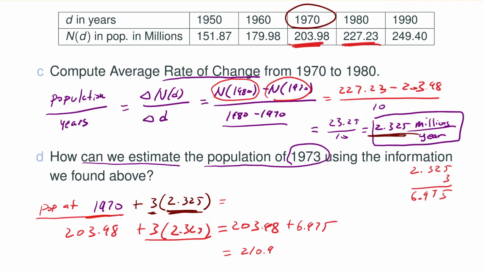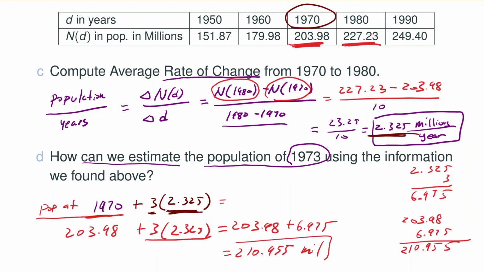Let me write it down on the side. 203.98 plus 6.975 gives 210.955. So this is our estimate: we can estimate that the population in 1973 is 210.955 million. So using the average change each year between 1970 and 1980, we're able to estimate this population.